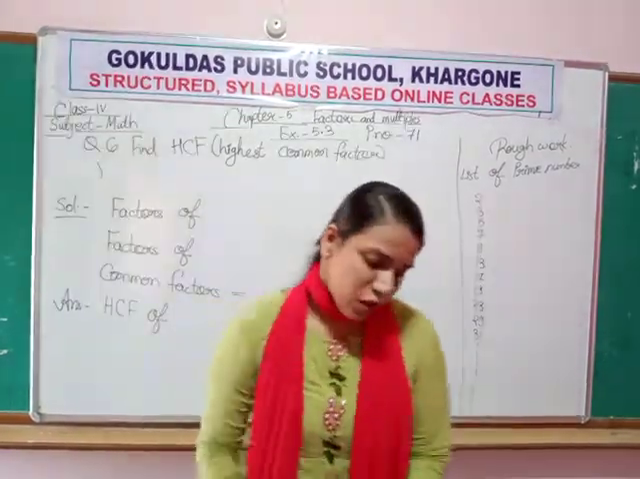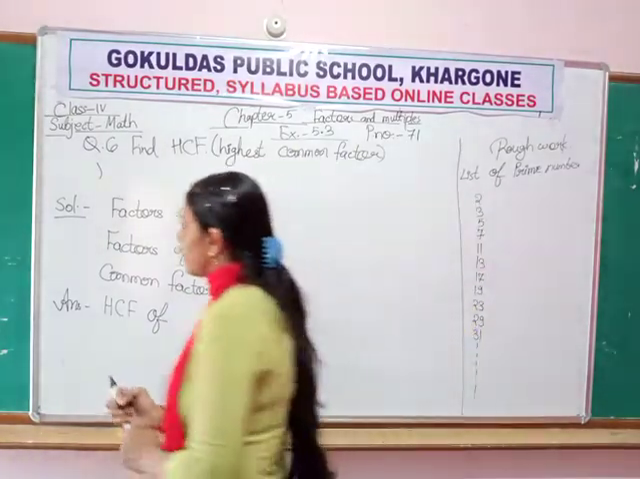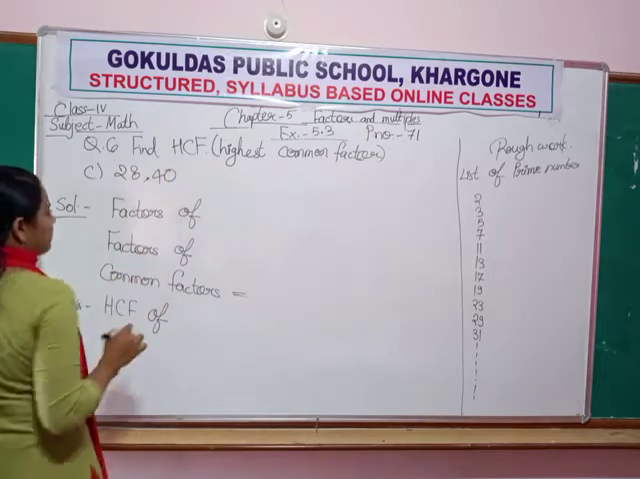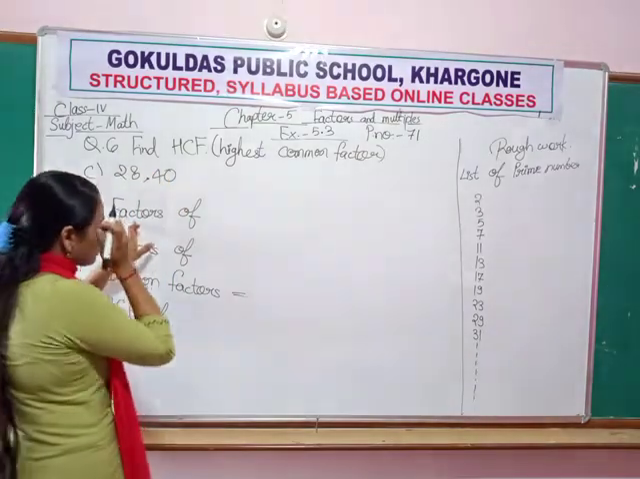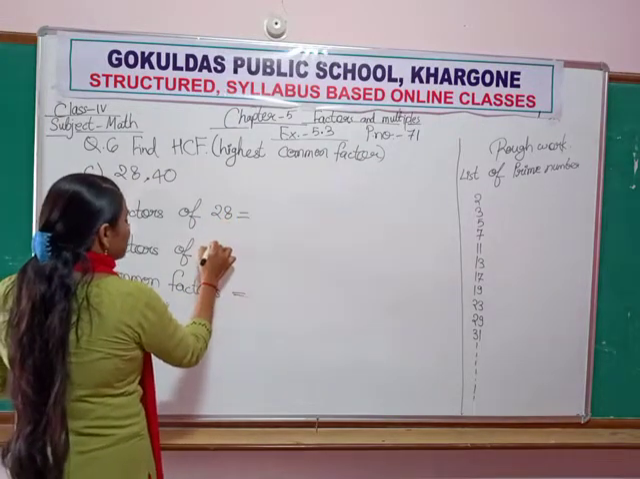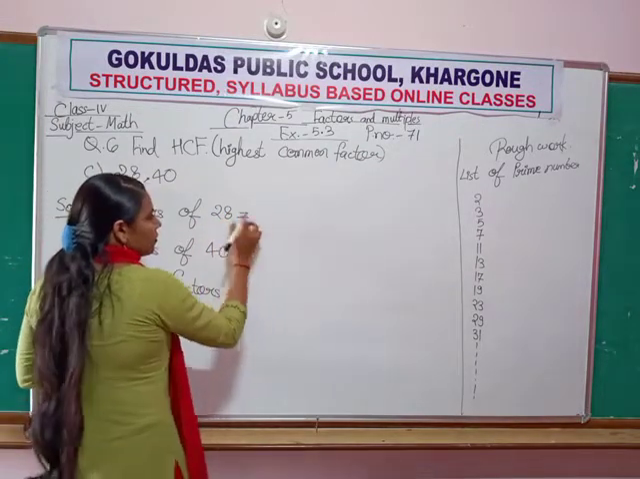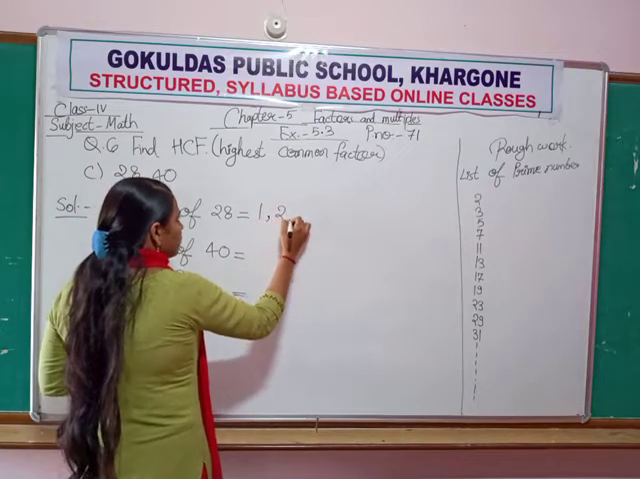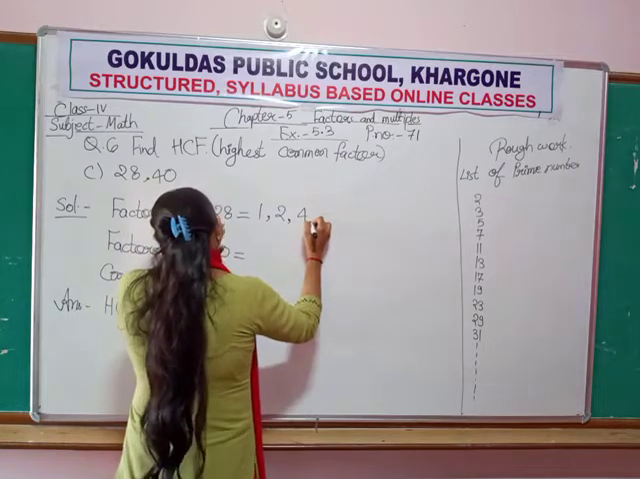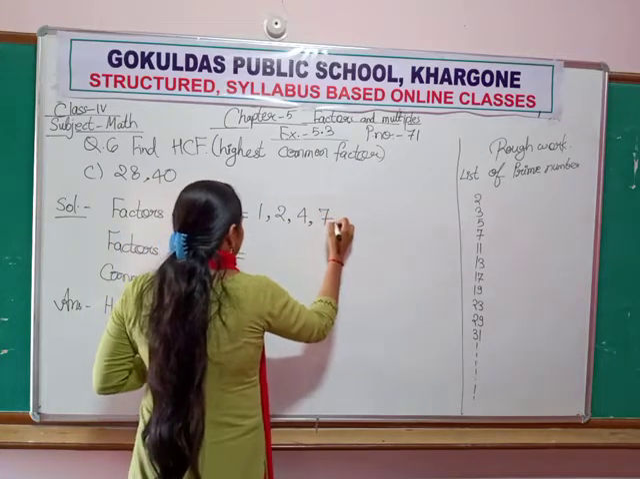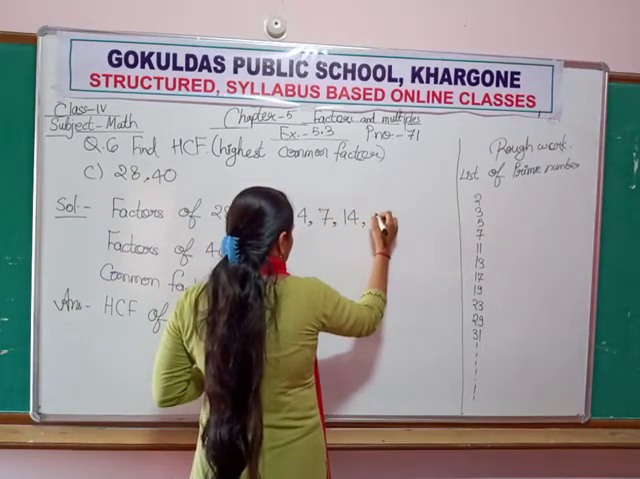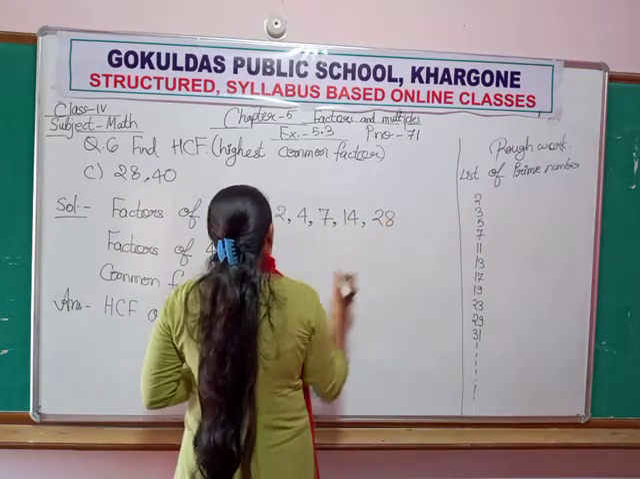In question C, two numbers are given, 28 and 40. So what we will do, first of all we will write the factors for number 28, then we will write the factors for number 40. Factors of 28 are 1, 2, 4, 7, 14 and 28.